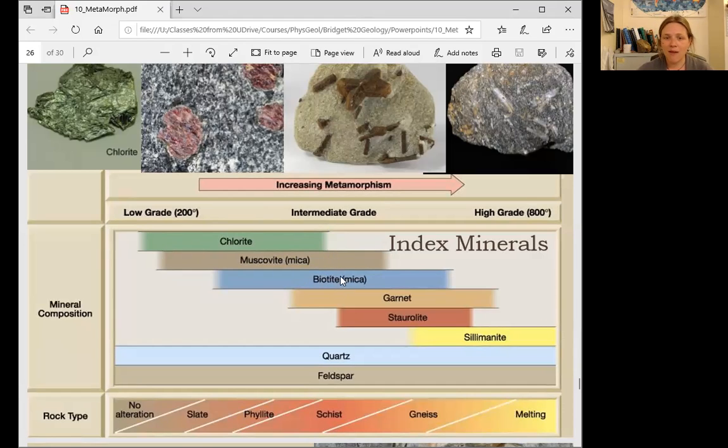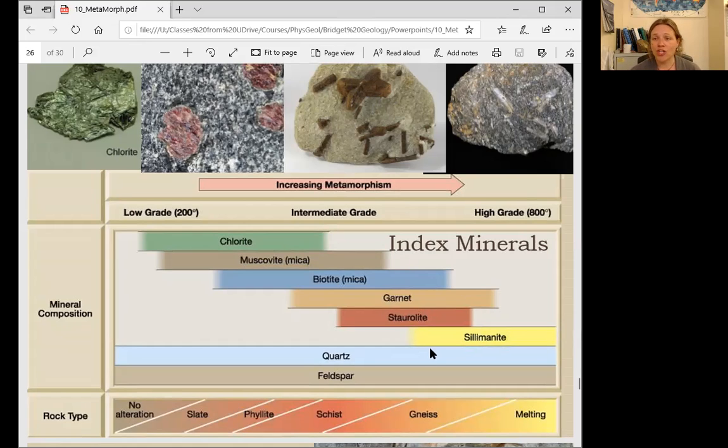Biotite mica is going to be a little higher than that, then garnets, then things like staurolite, which is shown here. It forms these little crosses, like little stars. And then sillimanite, which forms these bands as well. These are particular minerals that can help us index, or sort out, the environment where the rock formed, because we know that they could only form and be stable over a particular range of conditions.